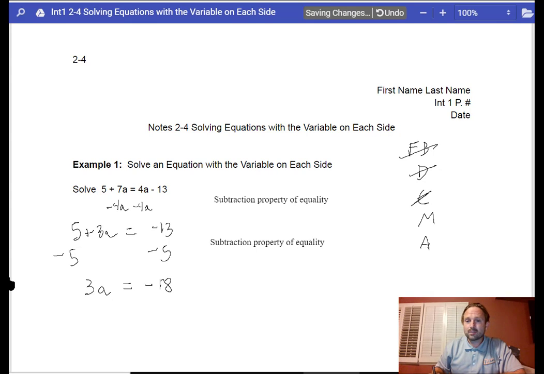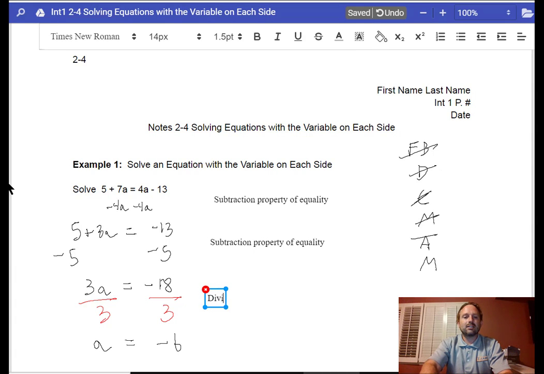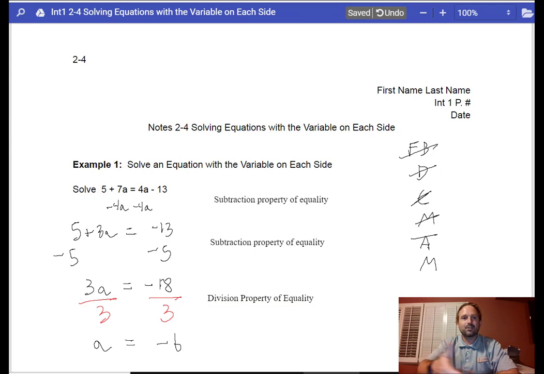And so Facebook don't call me after midnight, multiply or divide away. Well, that 3 is multiplying, so I'm going to use the division property of equality. And I'll be left with a is equal to negative 6. Now, what justification do I have for that? I have the division property of equality. Doesn't matter what you did, just explain what you did. Like, what did you do? I divided. Oh, then you probably used the division property of equality. Done. Let's go on.